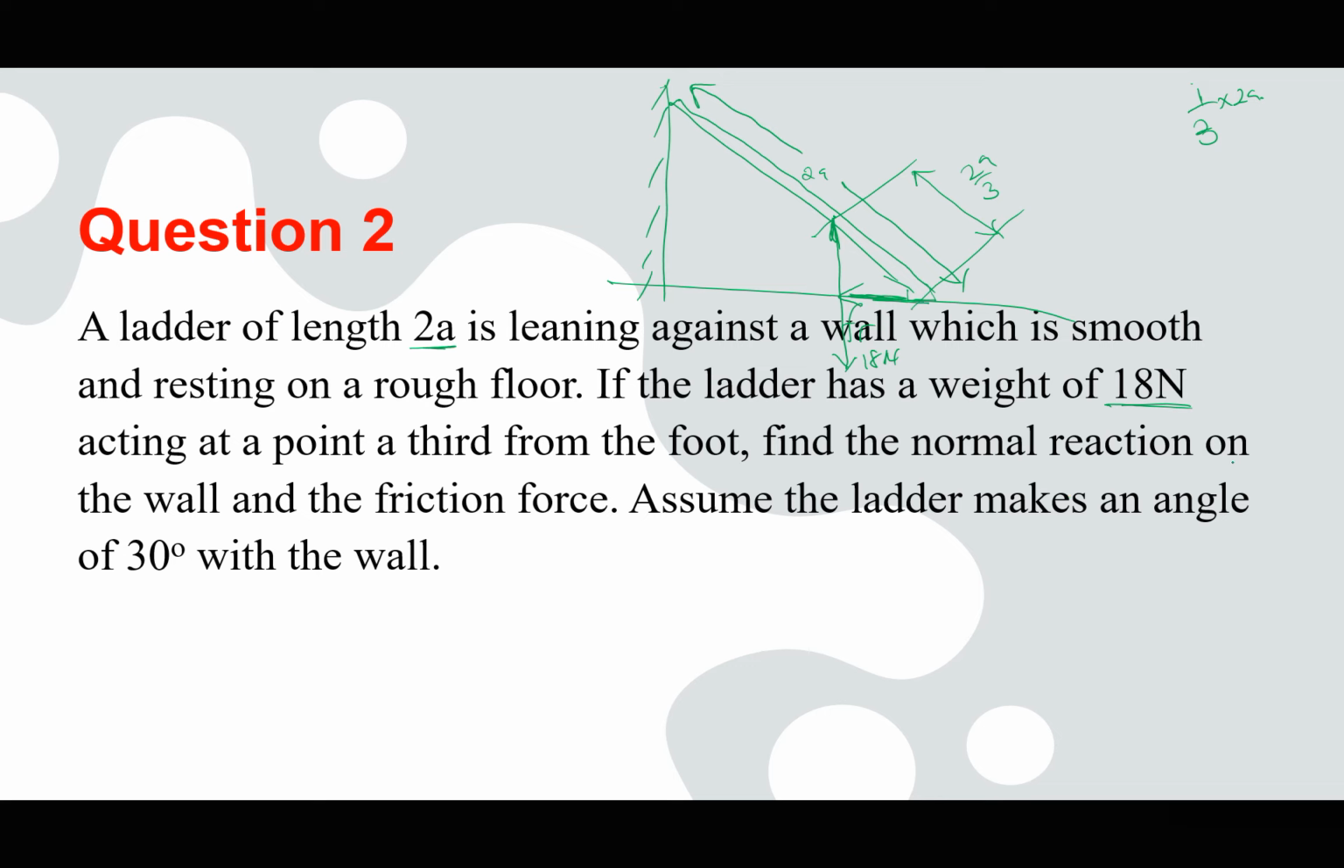Find the normal reaction on the wall and the friction force, assume the ladder makes an angle of 30 degrees with the wall. So they are saying it makes an angle of 30 degrees with the wall. The easiest angle to use is this one; remember this is 90, so this is 60 degrees. So we are just going to take moments. I think that is the easiest method we are going to use here. Let's take moments at point A, the ground. The ladder makes 30 degrees with the wall, which means the angle between the ladder and the ground is 60 degrees.